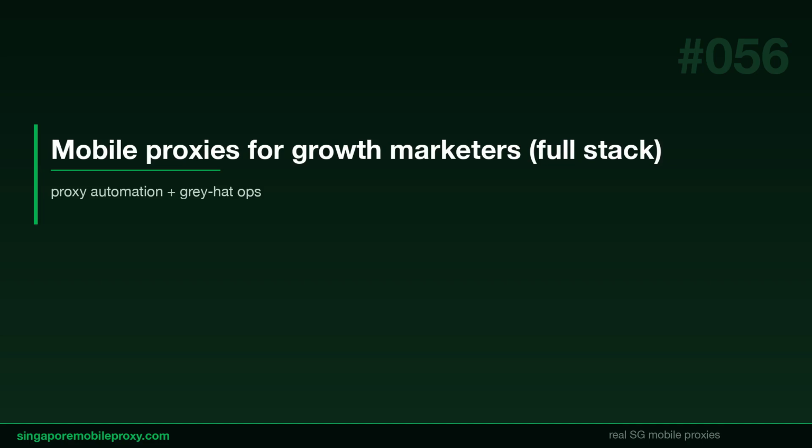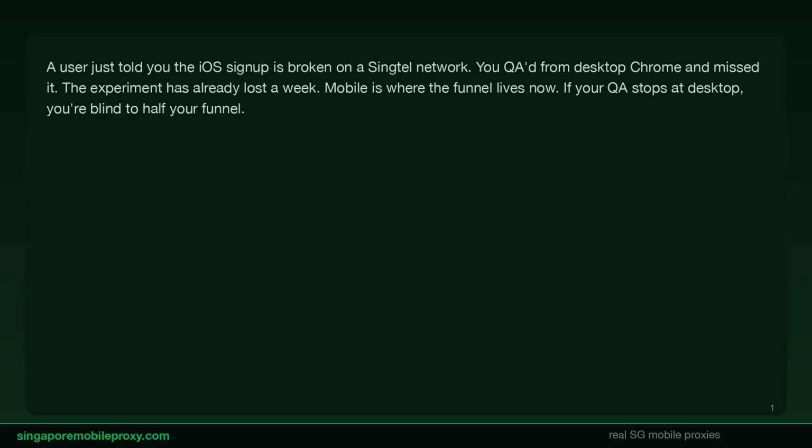A user just told you the iOS sign-up is broken on a Synctel network. You QA'd from desktop Chrome and missed it. The experiment has already lost a week. Mobile is where the funnel lives now. If your QA stops at desktop, you're blind to half your funnel.